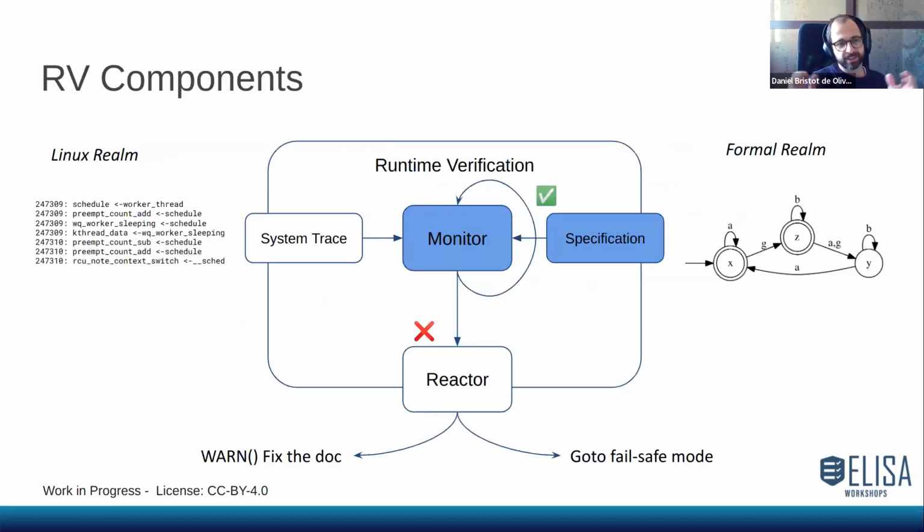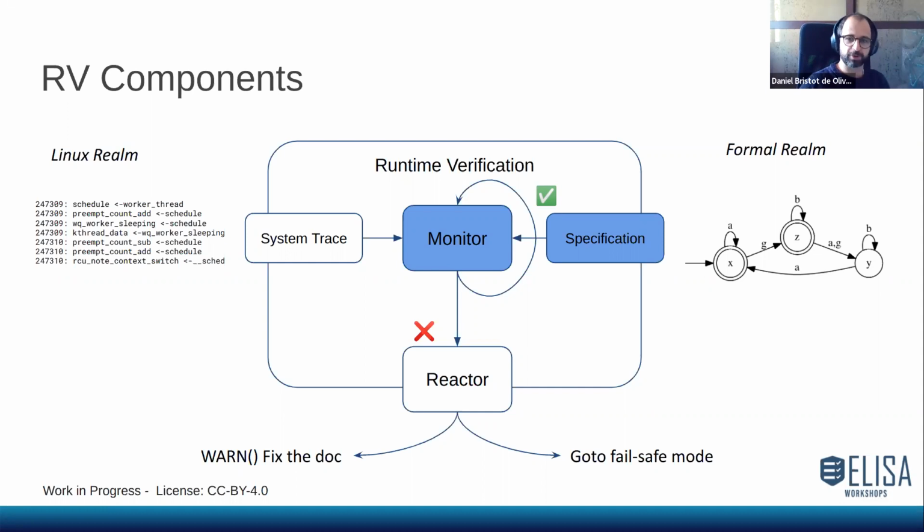So, understand a little bit the components here. On one side, we have Linux, and we observe Linux as a trace of the system. And on the other side, we have the formal realm, where we have a formal specification of the desired behavior, right? And RV connects these two things by using system instrumentation from tracing and trying to run this formal specification as the system runs, right?